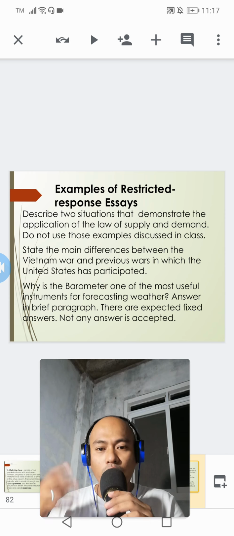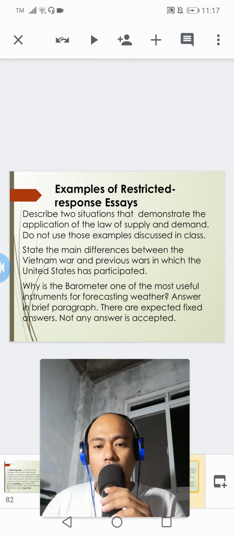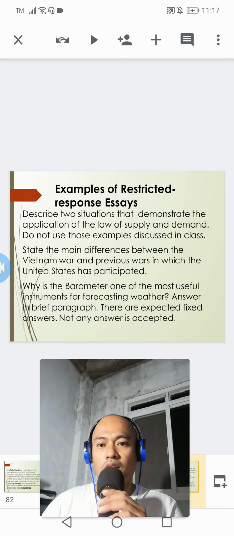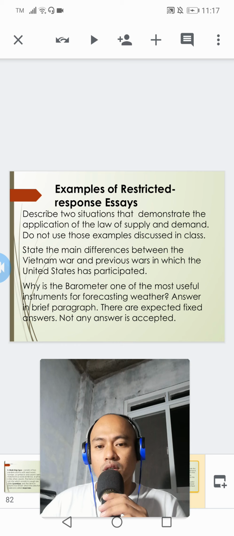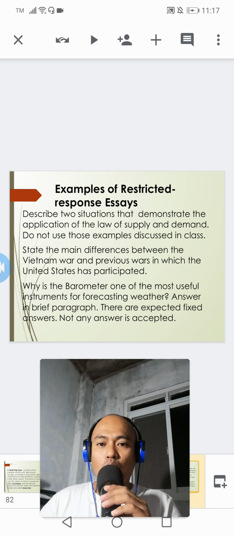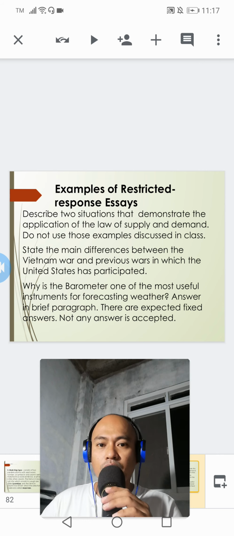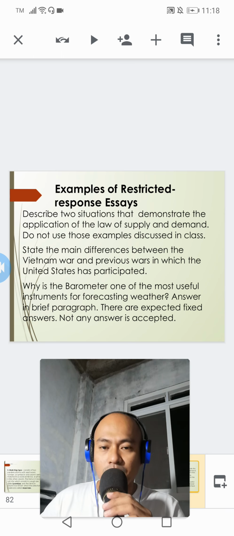So that's why we have already restricted the topic in answering that particular essay by simply dealing with the participation of the United States in the Vietnam War and other previous wars. This is the second scenario. So for the second one, we again restrict this particular essay activity. For the third, why is the barometer one of the most useful instruments for forecasting weather? Answer in a brief paragraph. There are expected fixed answers. Not any answer is accepted.